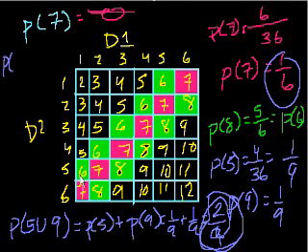But we can say that the probability of getting a 2 or an 11 is less than the probability of getting a 7. And let's calculate that. What's the probability of getting a 2?